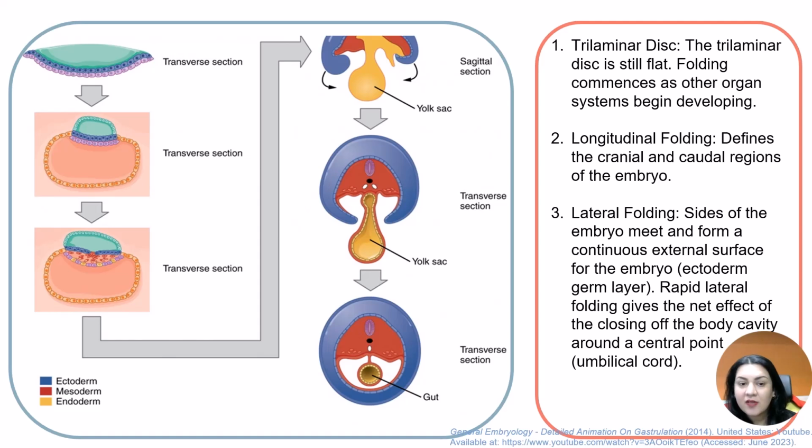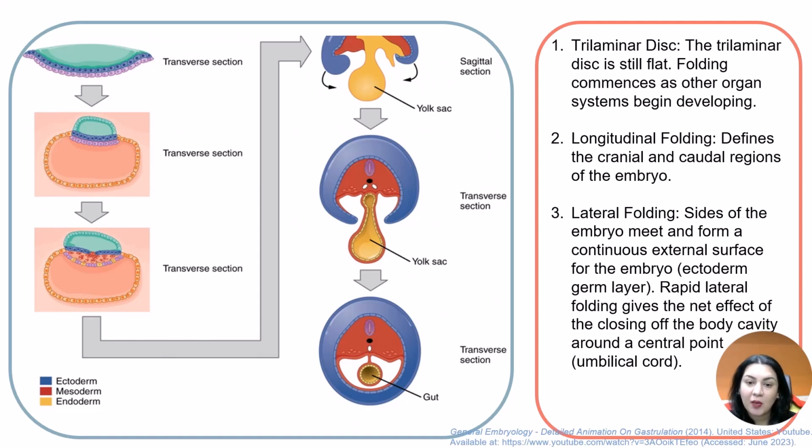So as all of this differentiation and growth is happening within this developing embryo, what's going to start to happen at the same time is what used to be a flat embryo is going to start to fold in different planes, so that it starts to look a little bit more three-dimensional. So it's going to specifically start folding in a longitudinal direction as well as a lateral direction.